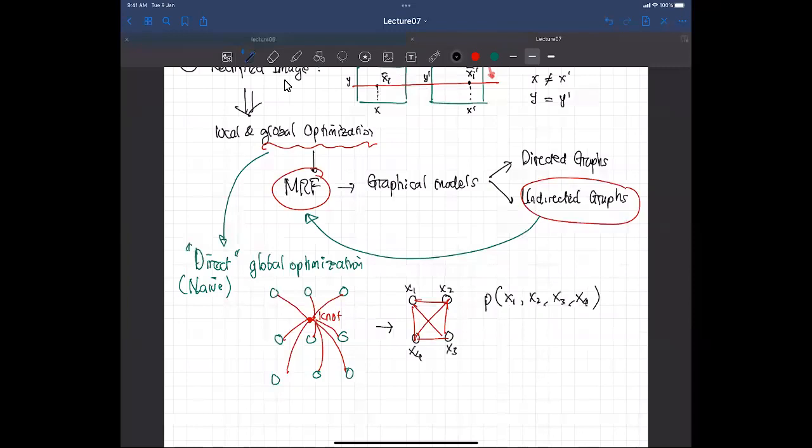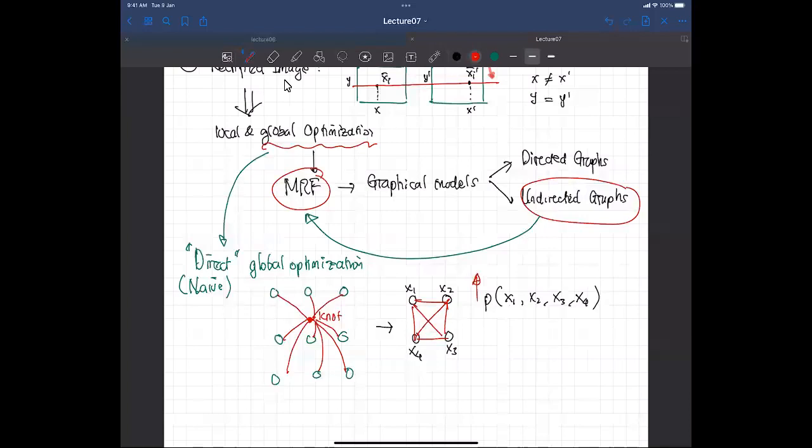Right? So when we say mathematical probability, it means that we want to choose the values of x1, x2, x3, x4 that make this probability function maximum. So we choose the x1, x2, x3, x4 values that make this probability maximum. So we have to choose the maximum one.